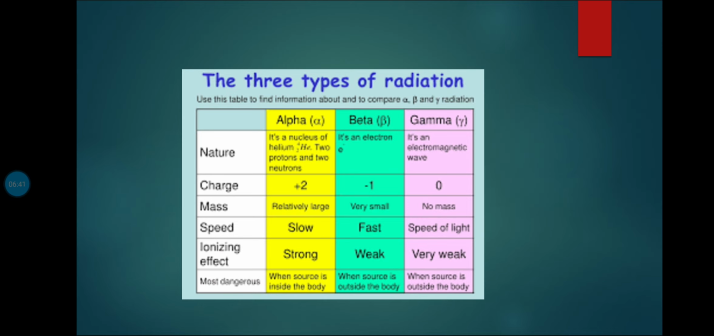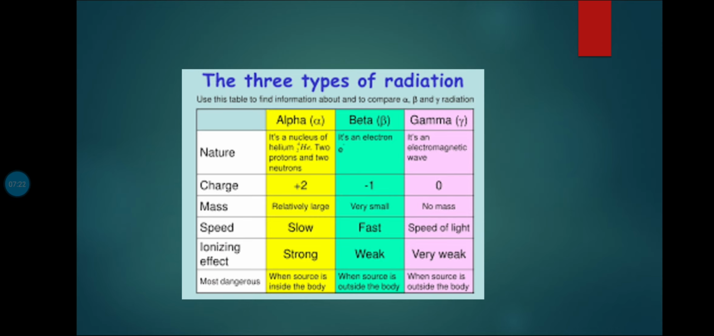Speed: since alpha particles are heavier, their speed is slow. The speed of beta particles is fast, but very interestingly, gamma rays travel with the speed of light. Ionizing effect: alpha rays have a strong ionizing effect, followed by beta rays and gamma rays.